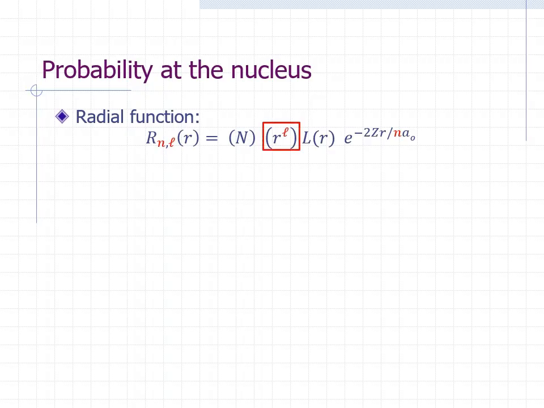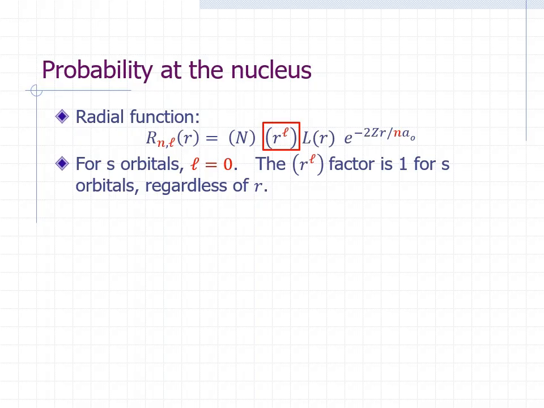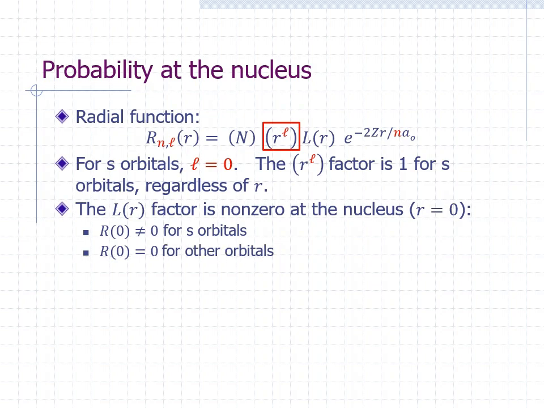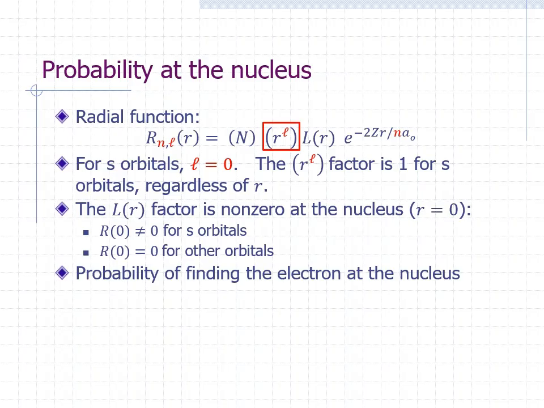Let's take a look at the r raised to the power l factor in the expression for the radial function. Since quantum number l is 0 for s orbitals, this factor is equal to 1 for s orbitals, regardless of r. The associated Laguerre polynomial L of r is non-zero at the nucleus, where r is 0. This means that the radial function is not 0 at the nucleus for s orbitals, but it is 0 for other types of orbitals. In other words, the probability of finding the electron at the nucleus is not 0 for s orbitals, but is 0 for other orbital types.